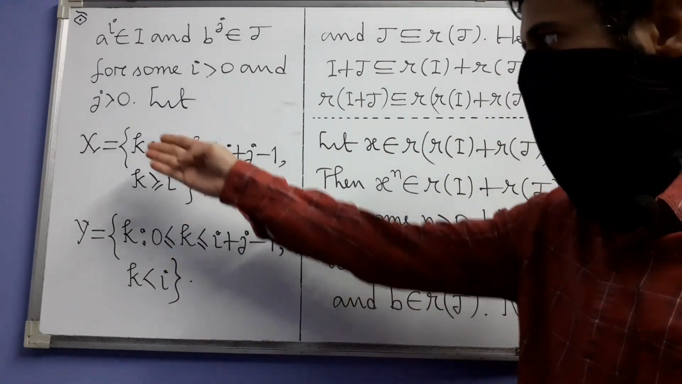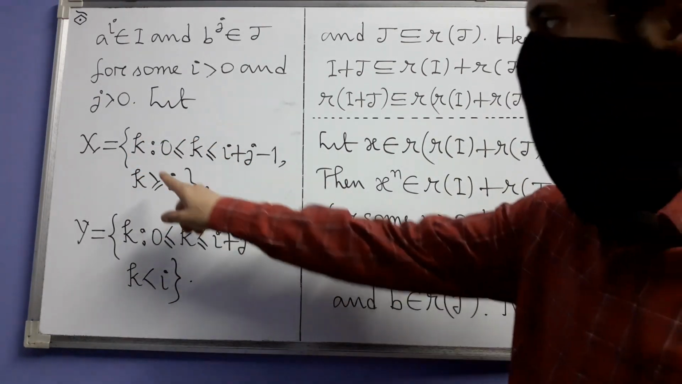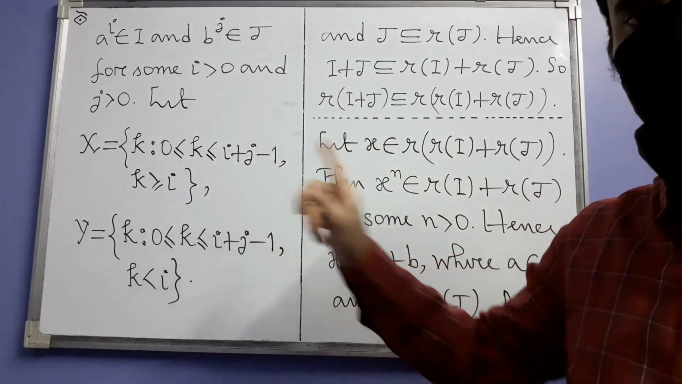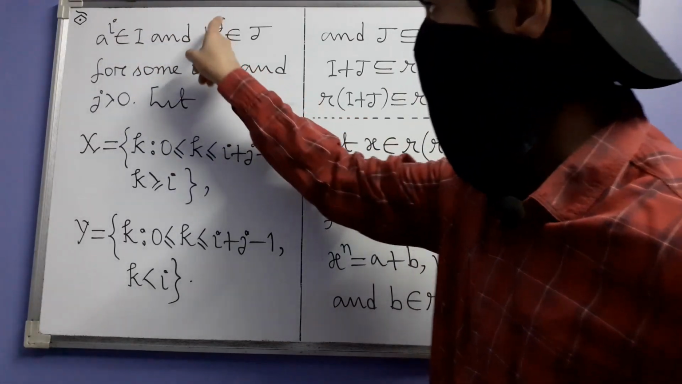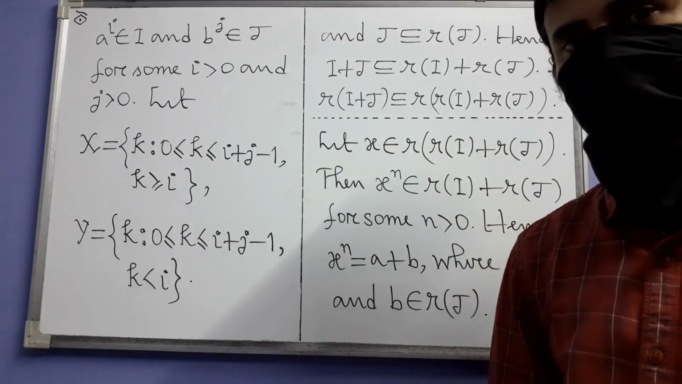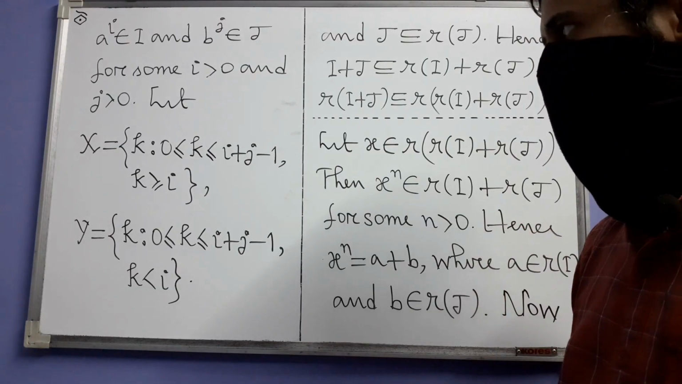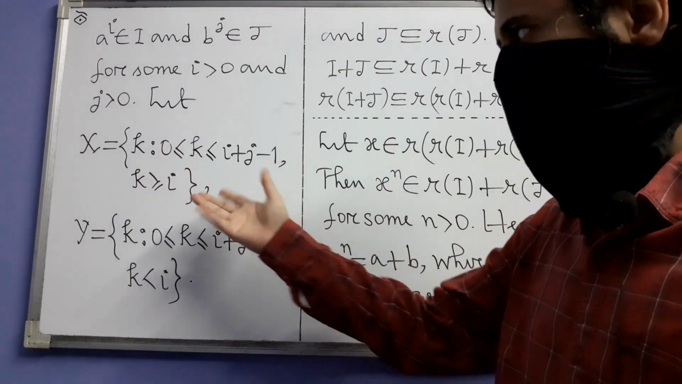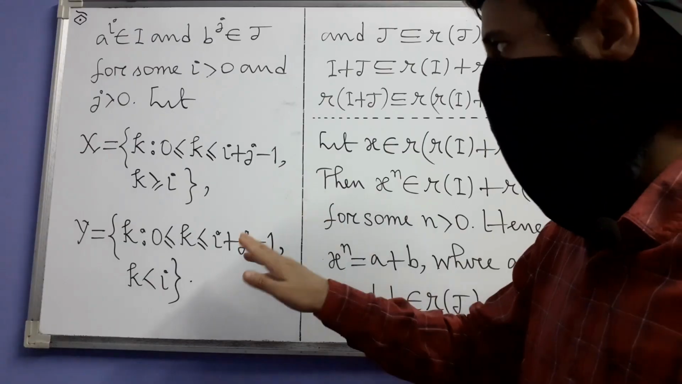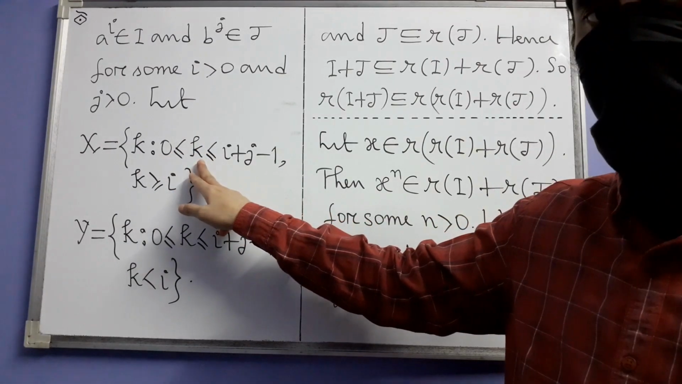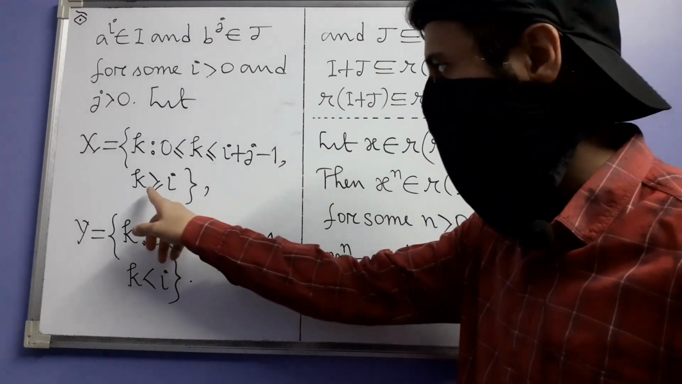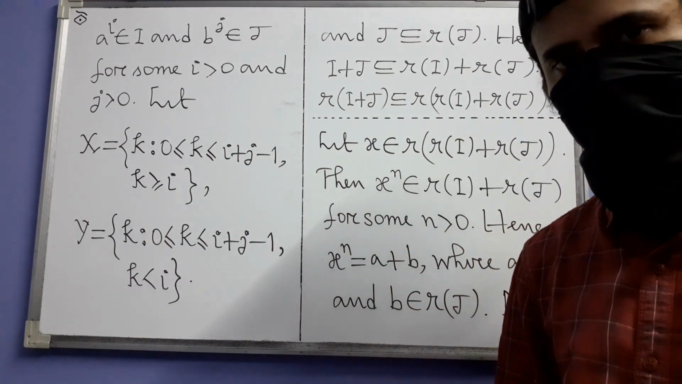So those two sets are x and y. X is the set of all k such that k is non-negative and less than or equal to i plus j minus 1, and k is greater than or equal to i. That condition is also there. In this context, although I haven't written it explicitly, k is an integer. That means k is a non-negative integer less than or equal to i plus j minus 1, and at the same time k is greater than or equal to i.